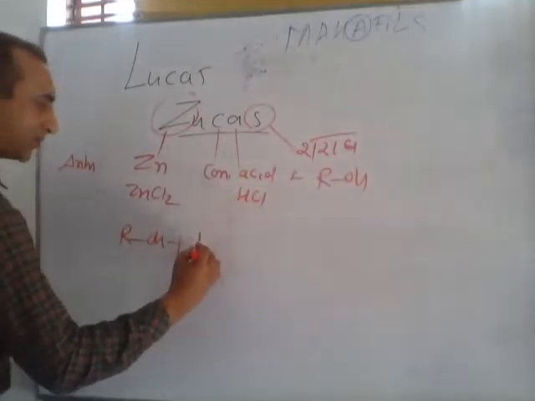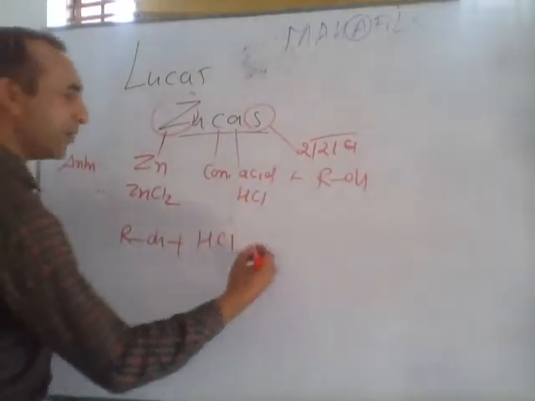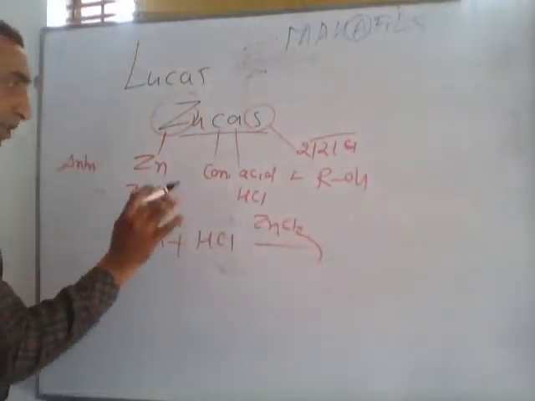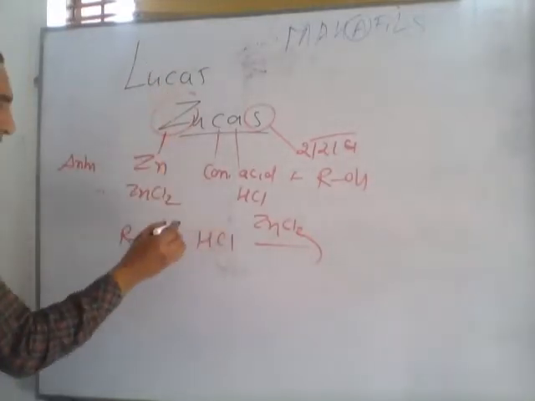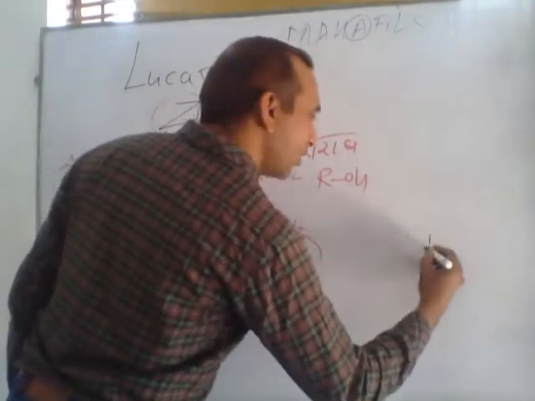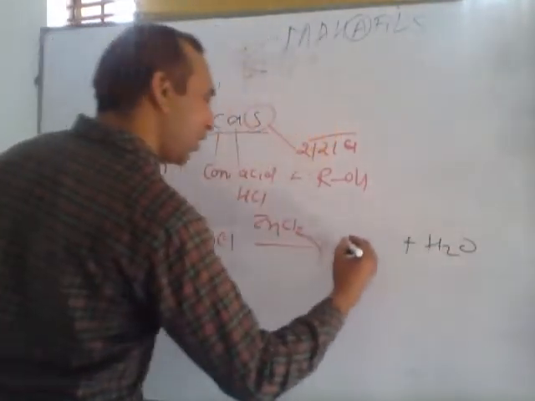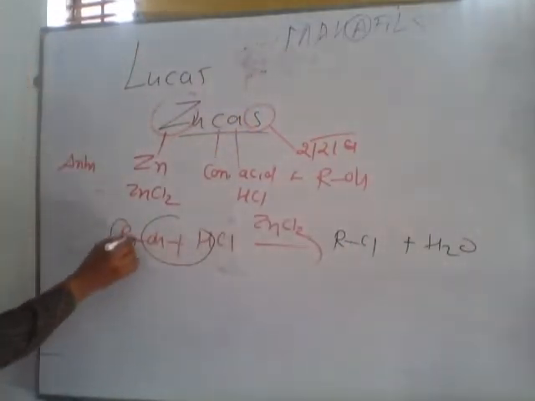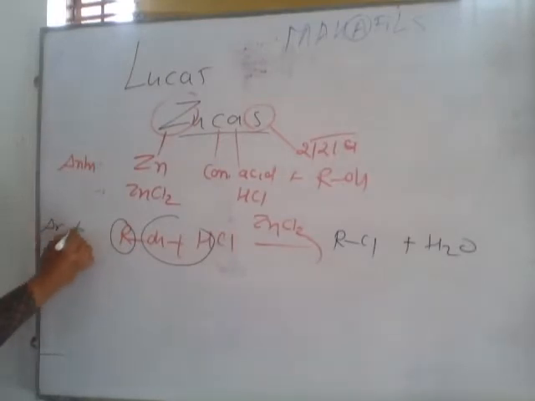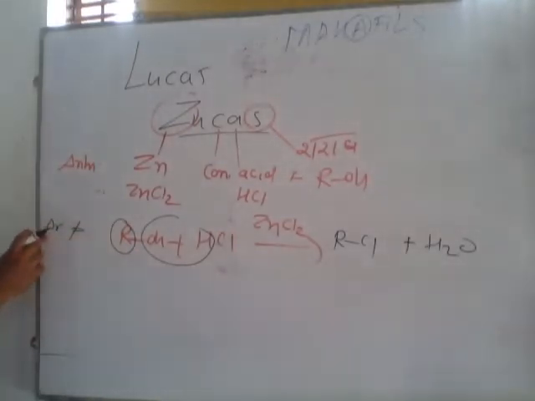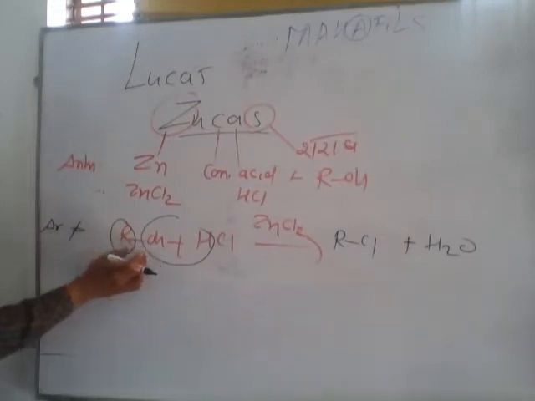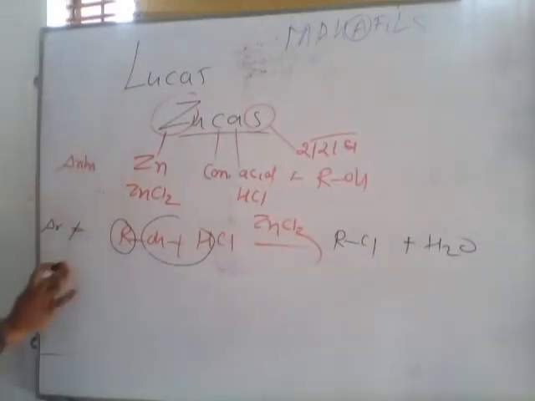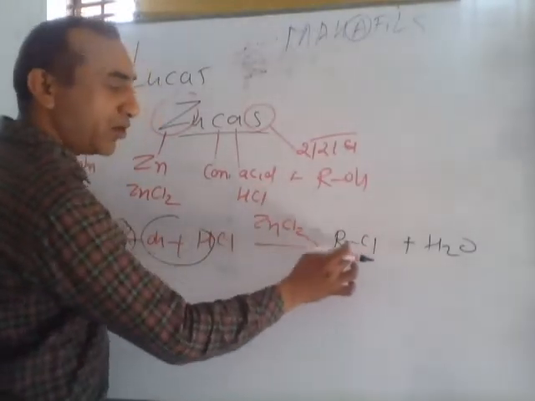is reacting with HCl or HBr in the presence of zinc chloride. Then what will happen? Very simple. This reaction is called ZCAS, otherwise the Lucas reaction. A water molecule will form along with RCl. Listen, in this reaction, instead of R you cannot use an aromatic ring, because the aromatic ring forms a partial double bond here and is least reactive toward this reaction. So in the Lucas reaction we can't prepare chlorobenzene, or halobenzene, from alcohol.